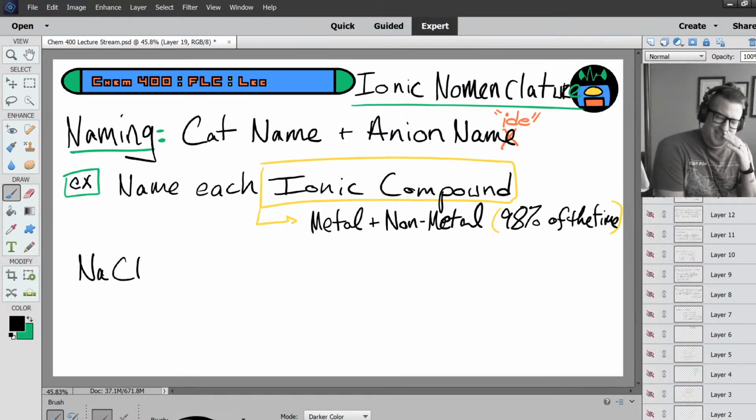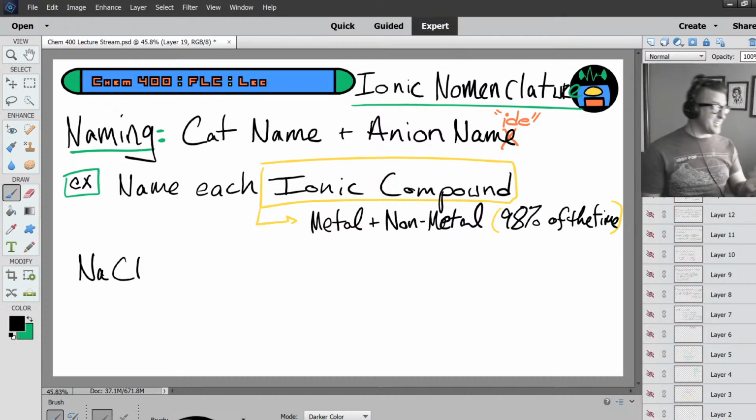I'm sorry. I just named it for us. We want to name this compound. Let's pretend I didn't just say the name out loud, and use what we know about naming to solve this thing.